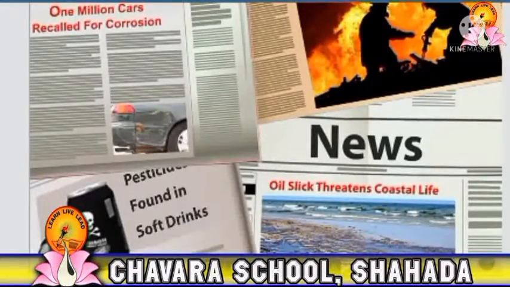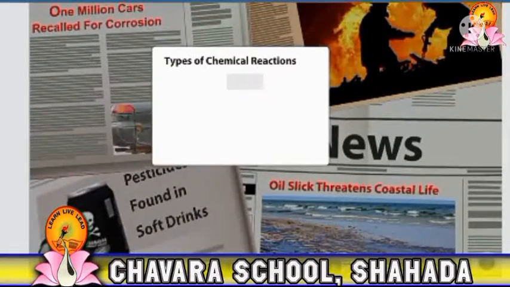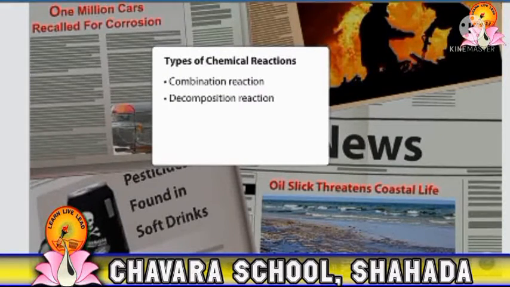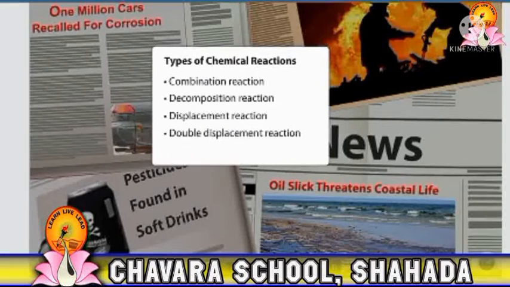Each of these disasters has one thing in common. Tackling them requires an understanding of different types of chemical reactions. In this lesson, we will learn about the following: combination reaction, decomposition reaction, displacement reaction, double displacement reaction, and oxidation reduction reaction.